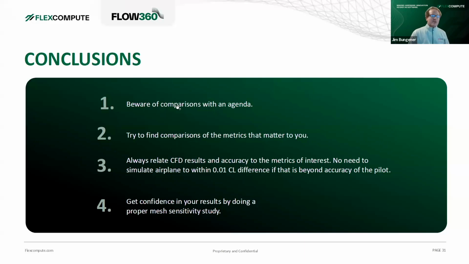Beware of comparisons with an agenda. It's very easy to hide fairly significant differences inside plots. Try to find comparisons of the metrics that matter to you. And this is a key part: think about what is good enough, and then try to find comparisons that give you the kind of information that you're really after. Always relate your CFD results accuracy to the metrics of interest. There's no need to simulate an airplane to within 0.01 CL difference if your pilot can't even tell the difference.